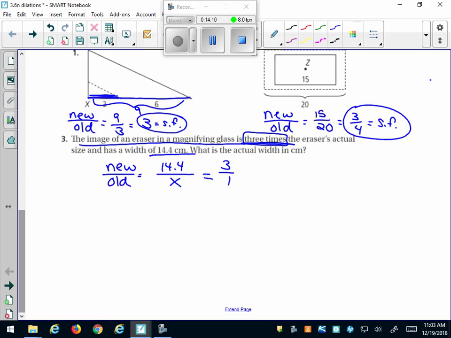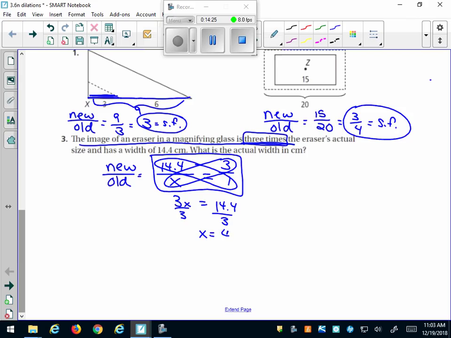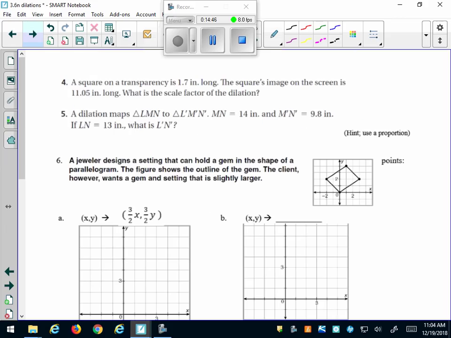So if you see this proportion now, you can cross multiply. 14.4 times 1 is 14.4, and 3 times x is 3x. Divide both sides by 3, and x equals 4.8 centimeters. Now, could you have just done 14.4 divided by 3? Yes. Right. But not all of them are going to lend themselves to such easy calculations. So I just wanted to show the proportion method there.